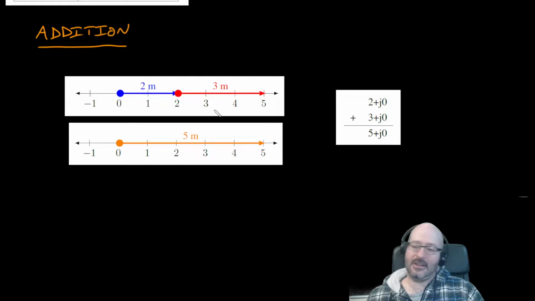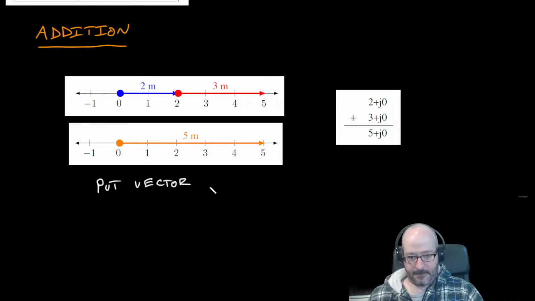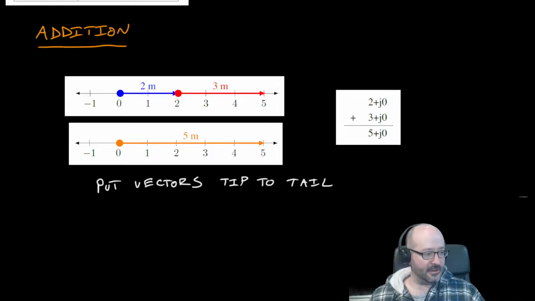Okay, graphically, what we're doing when we do something like this, and when I think of addition, I say, put vectors tip to tail. Tip to tail. Okay, so I took that 3 and I moved the tail of it out to the tip of the previous one. And then I saw where that landed me. So we're putting vectors tip to tail graphically.